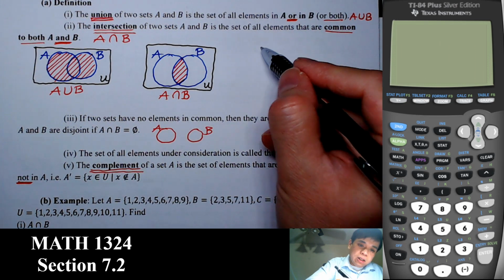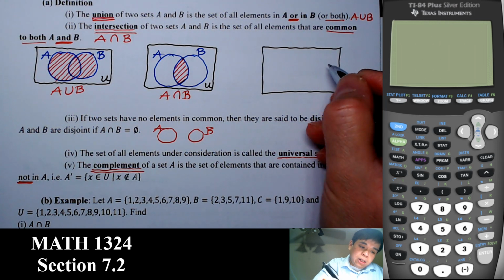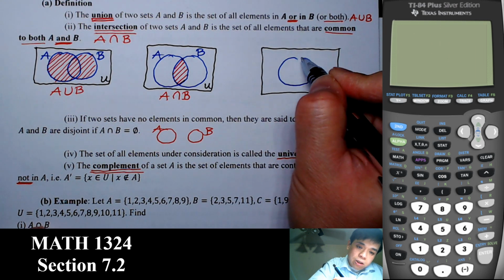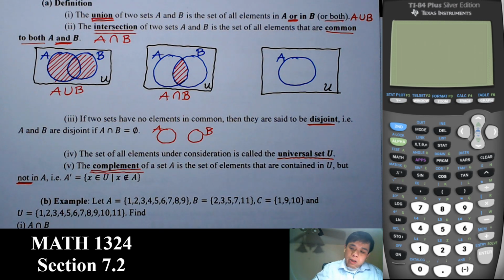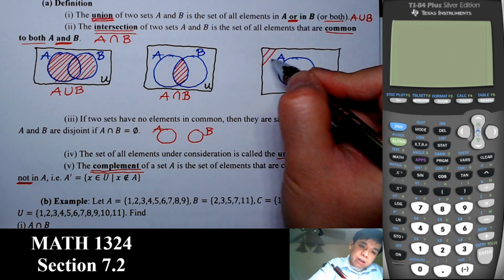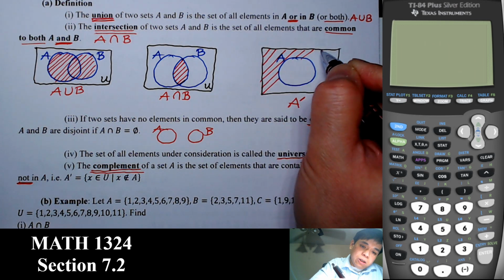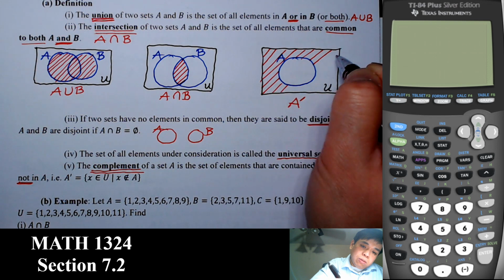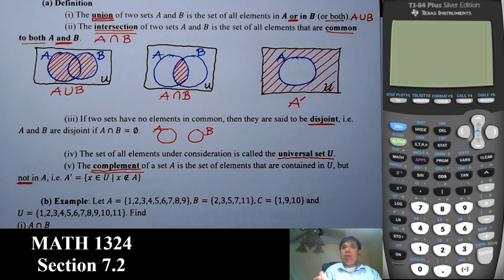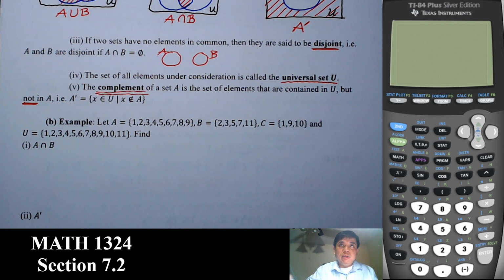So if I write this as U and we have a set A, then the complement, denoted by that, will be everything outside of A. So that is complement, meaning not in A.